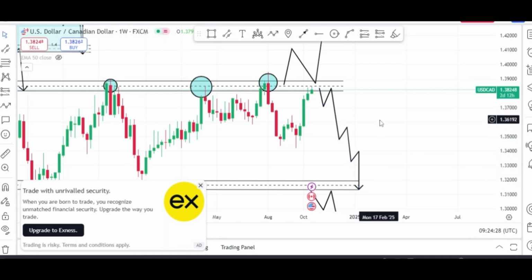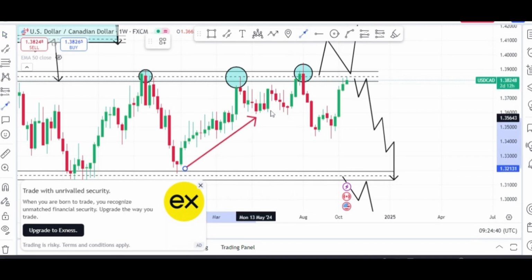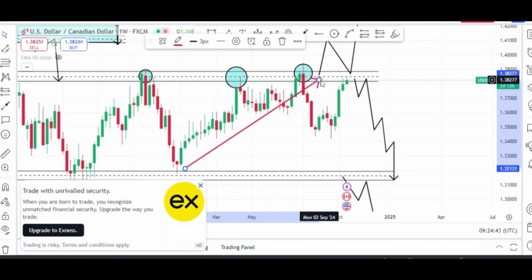Remember, this is not scalping, so it takes quite a long period of time. But the moment you realize USD/CAD is one of those pairs, they can stay on one side for quite a long period of time before they change direction. You can see this market has been buying for quite a long period of time. So the moment they start selling, they can sell for quite a long period of time.